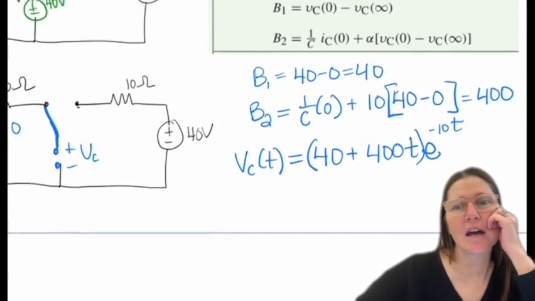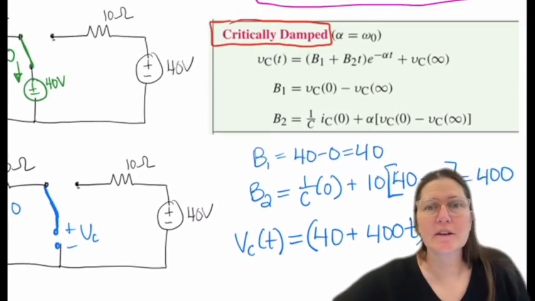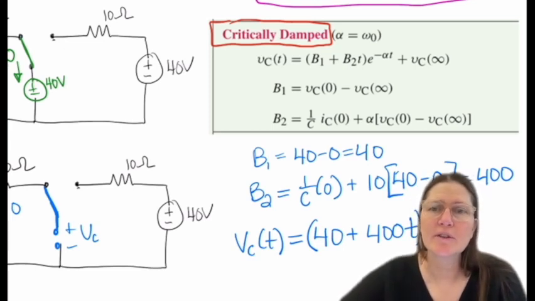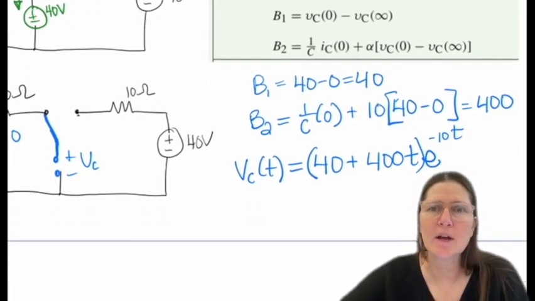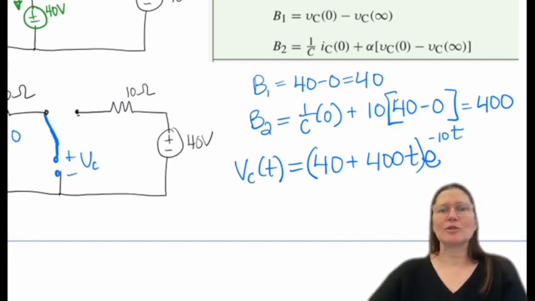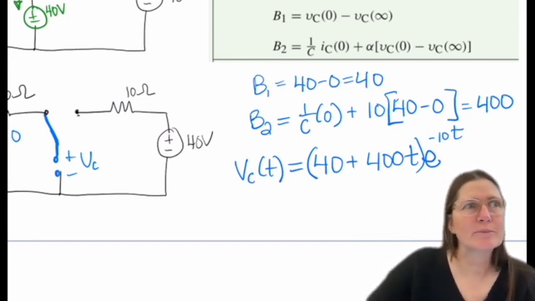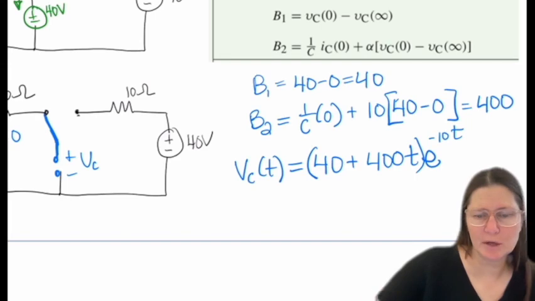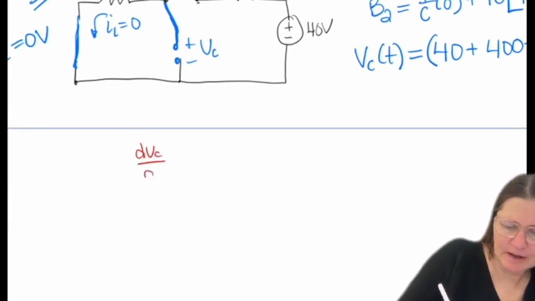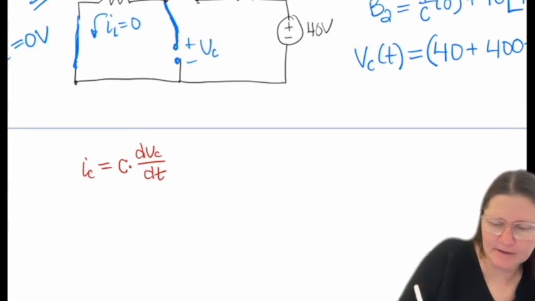And then I just basically plug these in. So VC of 0 is 40. VC of infinity is 0. And then IC of 0 is 0. So I plug those in and get this equation. Now I wanted IC of t though. So how do I find IC of t from here? Correct. C dV/dt is going to give me that IC.